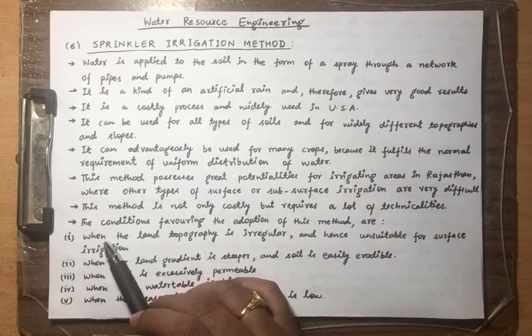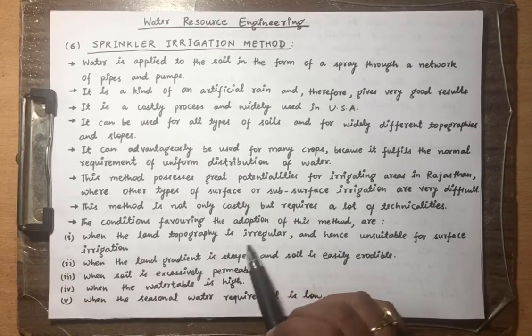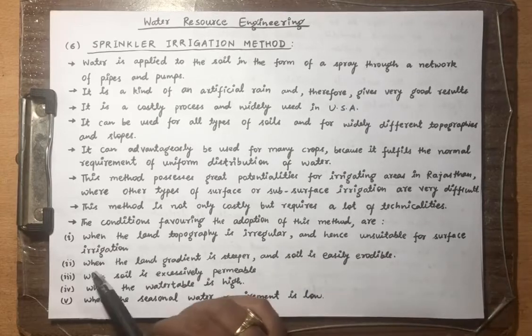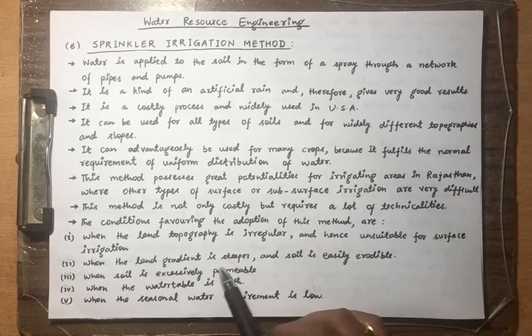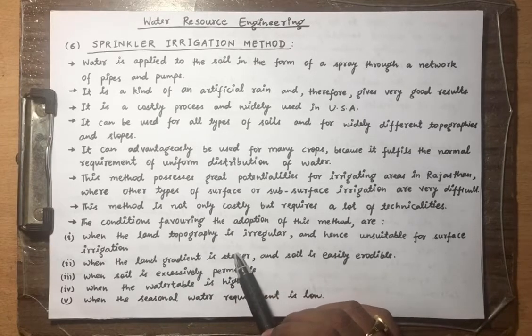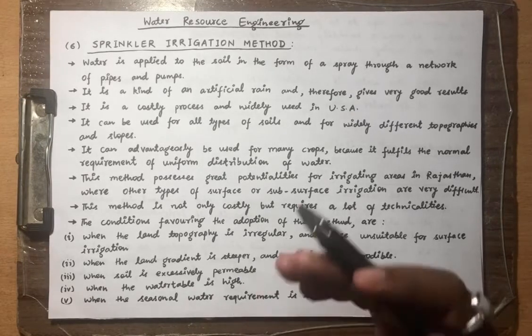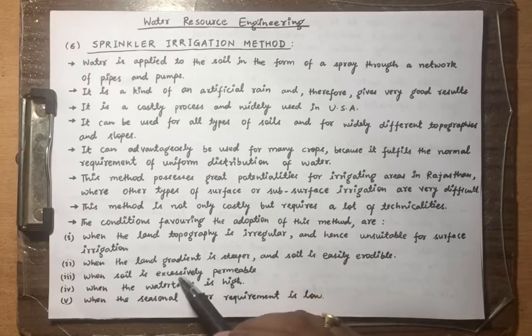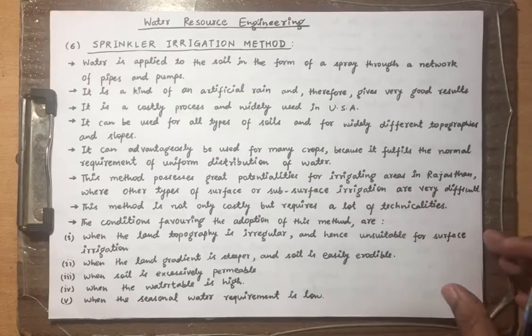So what are the conditions favoring the adoption of this method? First, when the land topography is irregular, when the land gradient is steeper and soil is easily erodible. If the gradient is steeper, we will reduce the discharge. When soil is excessively permeable, here we will increase the discharge. When the water table is high, and when the seasonal water requirement is low.